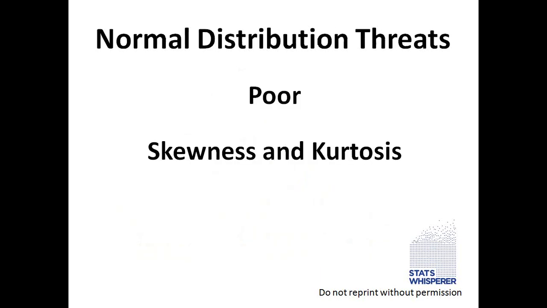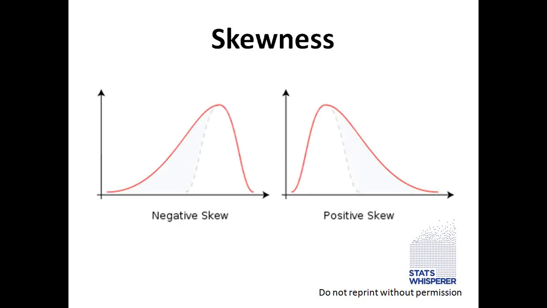Now what are the threats to a normal distribution? Poor skewness and kurtosis, meaning poor, meaning not good. So what are those? So skewness, right? So you get that peak. If that peak is favoring one side or the other, it's not in the middle, it's to the right or to the left, they call that a skew. So the negative is skewed to the right and the positive is skewed to the left.